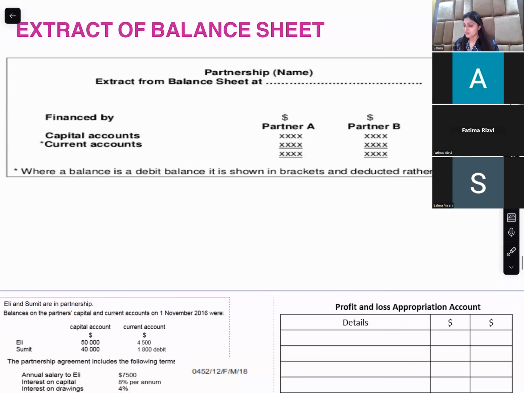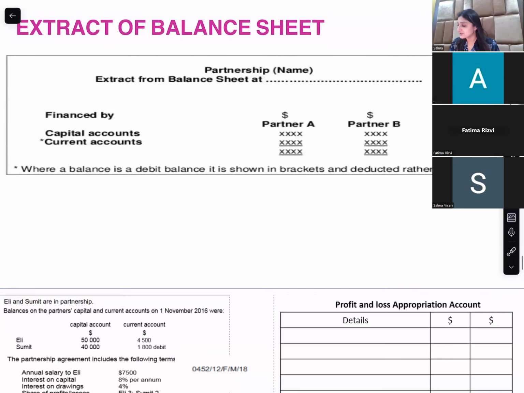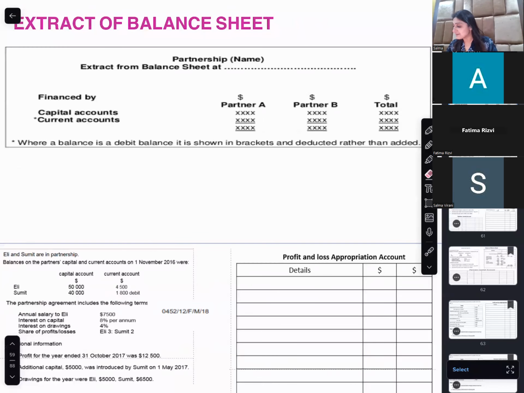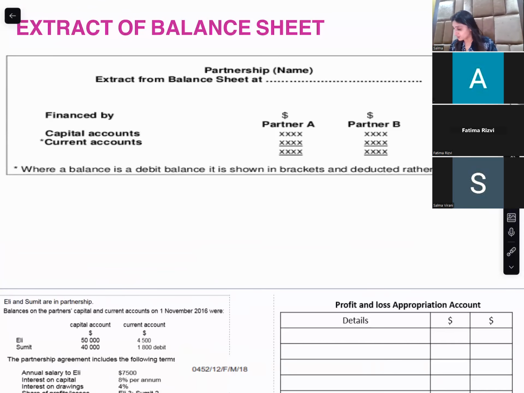Okay. So what we are basically going to learn is the balance sheet. How is the balance sheet separate in a partnership? Now you know that when you're making a balance sheet, your first section contains your non-current assets. Are you with me? In your non-current assets, what do you have?